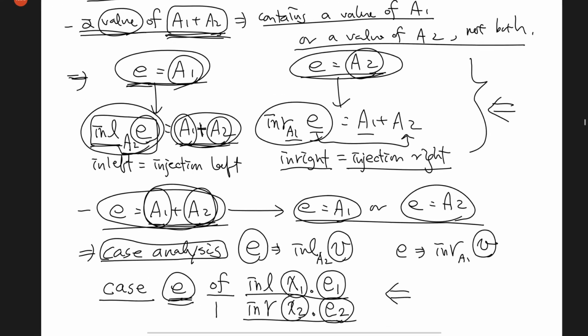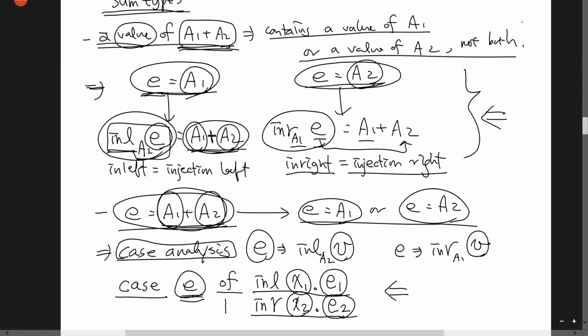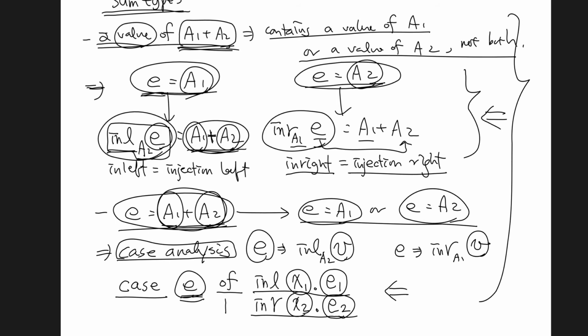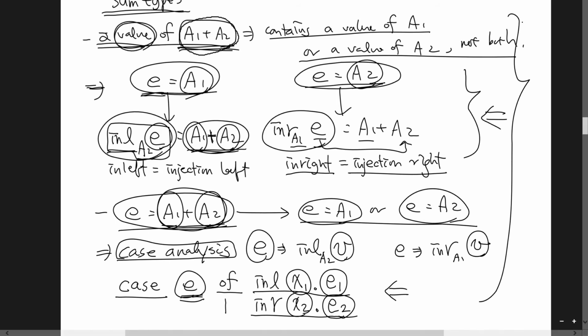So this is the informal introduction to sum types. A value of sum type A1 plus A2 can be created either from an expression of type A1 or an expression of type A2, but not both.